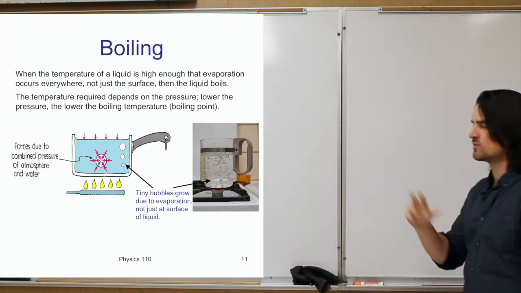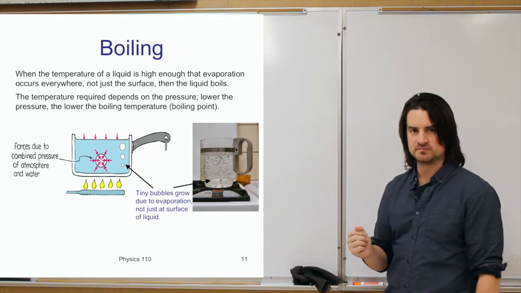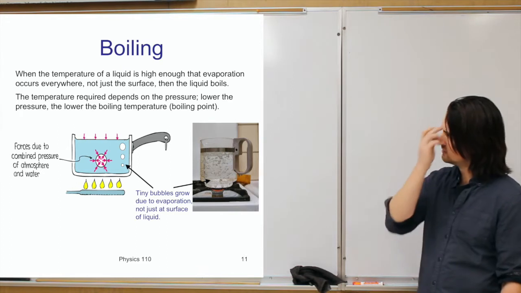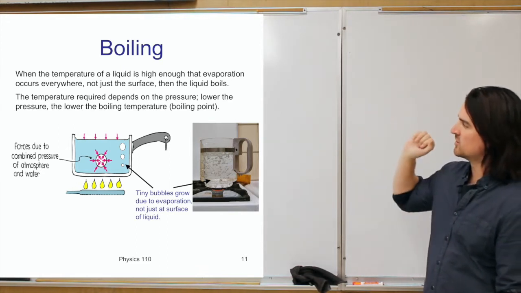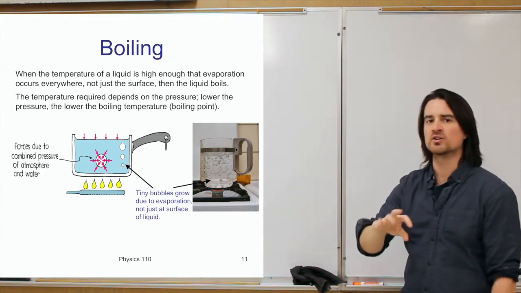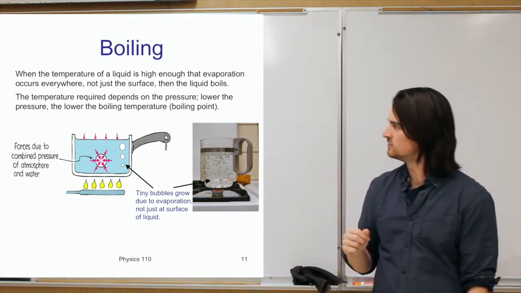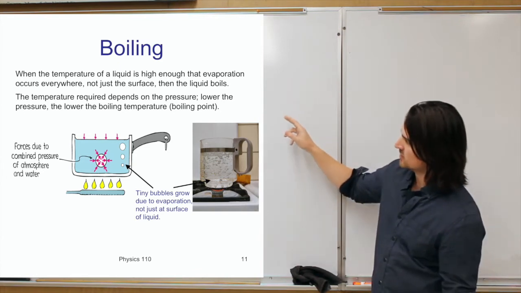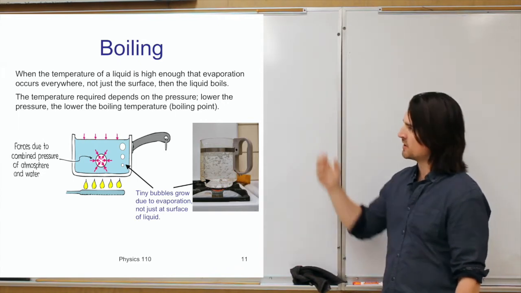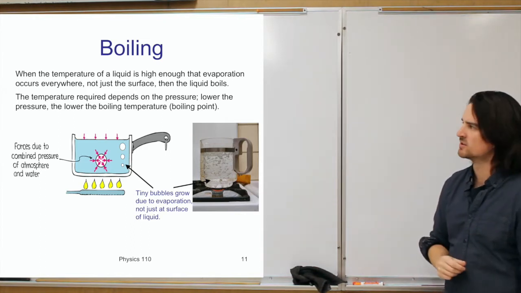So the sort of extreme, I guess, of evaporation is boiling. We're still talking about going from a liquid to a gas here. But it turns out that if you raise the temperature of a liquid high enough, then evaporation essentially starts to occur all over in the liquid. The temperature that you need to raise a liquid to in order for it to boil depends on the pressure. And it turns out the lower the pressure is, the lower the temperature will be generally.